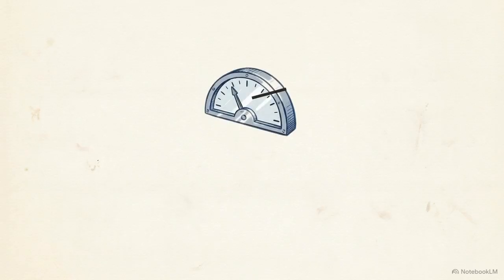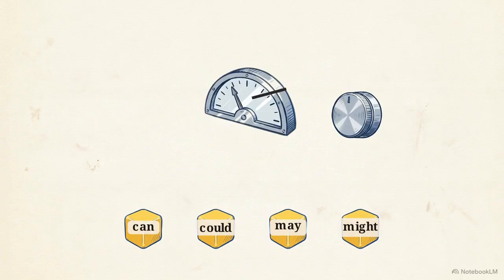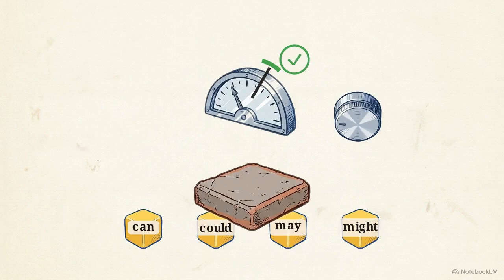Often, students mistake modals like can, could, may, and might as markers of past tense. In academic writing, they function as dials for certainty. They dial down the claim from a rigid 100% certainty to a much safer probability. Modals are efficient, introducing necessary doubt without rewriting the sentence.